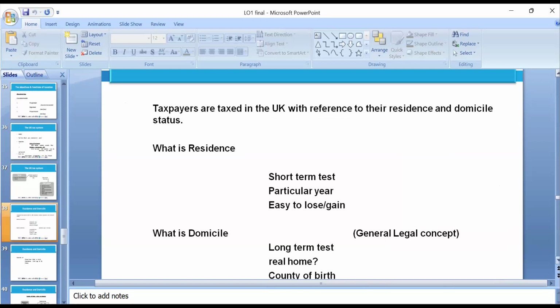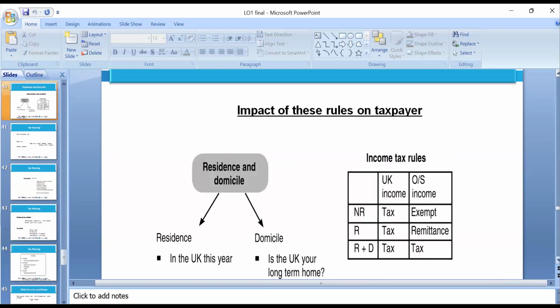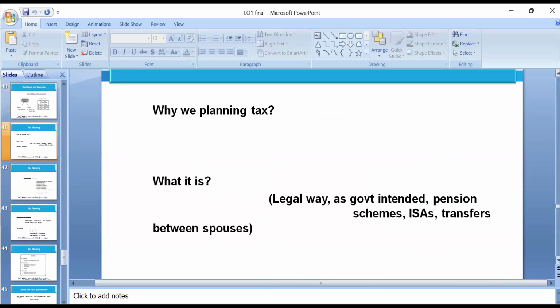Domicile is where you have a real home, and the country of birth also really matters. Domicile originally comes from the father, dependents and the choices made. So the impact of residency and domicile in the UK: your long-term home, tax exemption, and residency with the tax rate, 180 days.